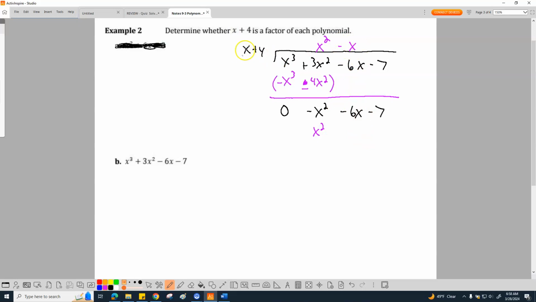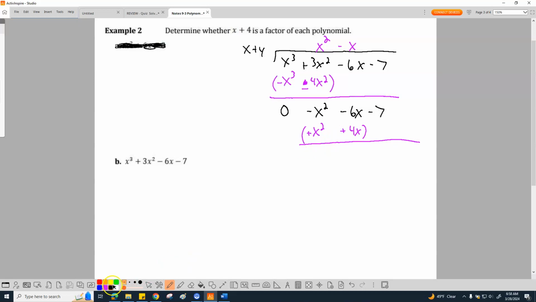Negative x times x is negative x squared. Ooh, don't make that mistake. One more time. Negative x times x is negative x squared. Negative x times 4 is negative 4x. But remember, we have to then subtract it. So when we subtract it, it means change the sign. So when I put my subtraction, what that means is change the signs. Then we can basically subtract and do this again.